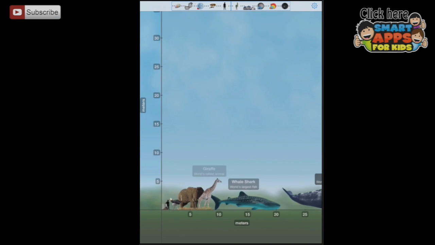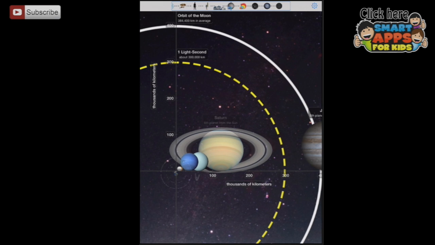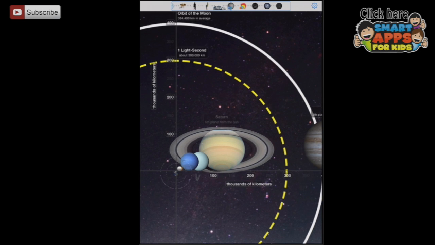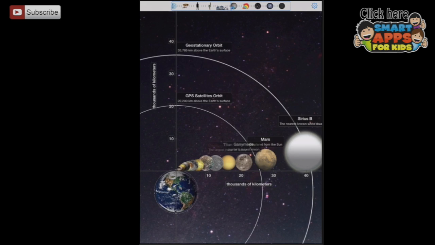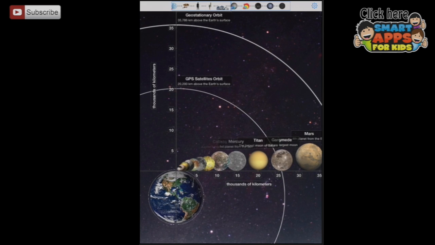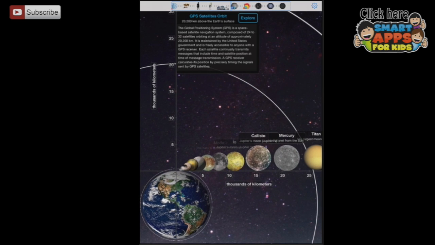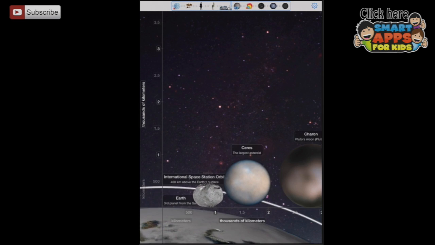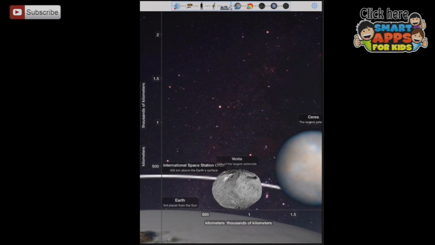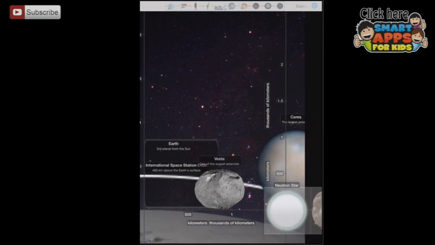So let's head back and let's go up here. Let's cheat scroll through. So if we were to go to the planets... This is awesome. Look at this. All right, so I'm scrolling, pulling to the right, heading down so we can see Earth. You can see little Earth there. Hi, Earth. GPS satellites orbit. Oh, no, hold on. 20,200 kilometers above the Earth's surface. Here we go. I hadn't got in far enough. Earth. There's the Earth. Third planet from the Sun.